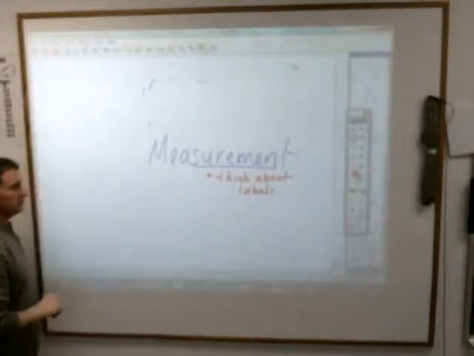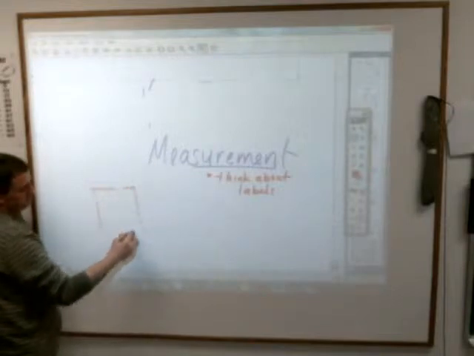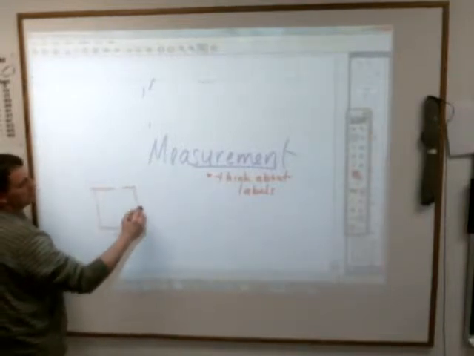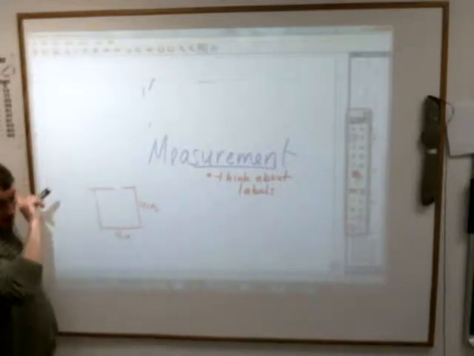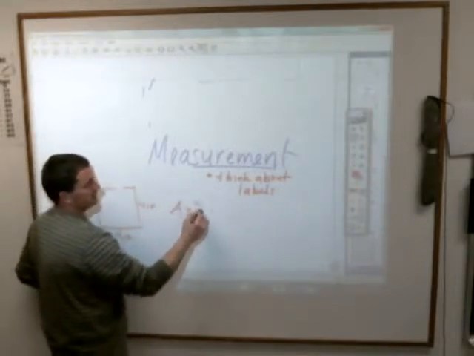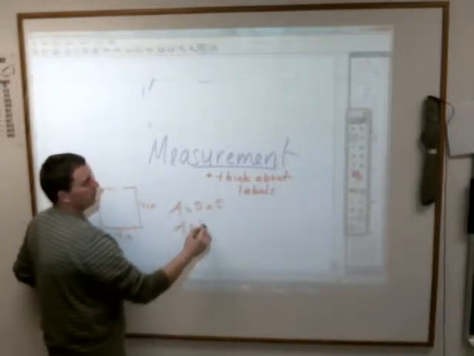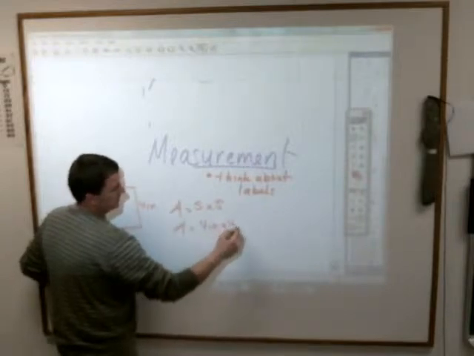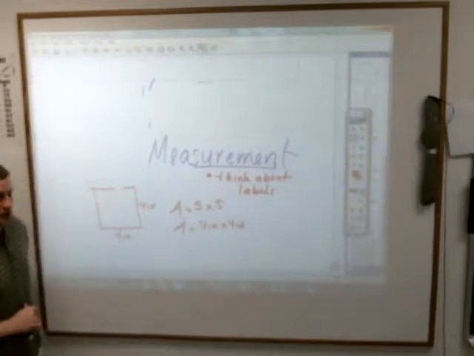You don't always write those labels down. But if I have a square that's 4 inches by 4 inches, and I ask you to give me the area of that, the area of a square is side times side, right? So that means the area is going to be what? 4 inches times 4 inches. Are you with me on that? Each side is 4 inches long, so it's 4 inches times 4 inches.